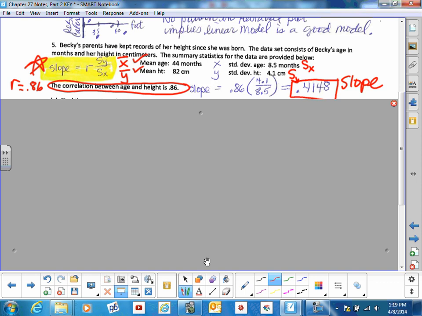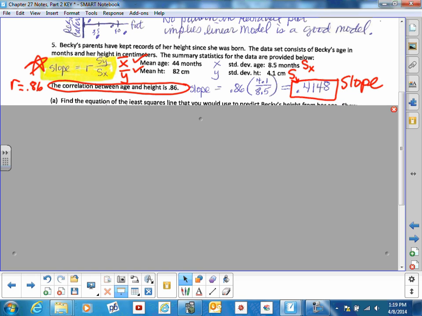Now, next question, how do I take this one step further and get the equation of the least squares regression line? What do I have to have besides a slope? Y-intercept. I need a y-intercept, okay? Well, they don't tell me the y-intercept, but they actually have given me something else I can use. Because this mean of y is not the y-intercept.